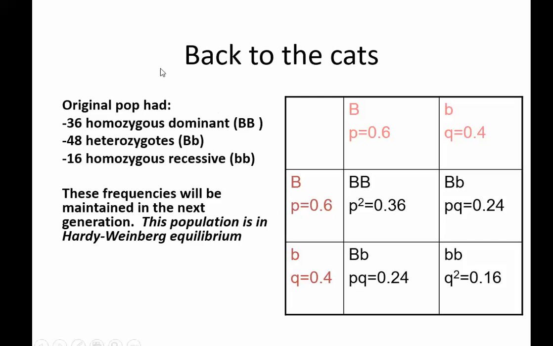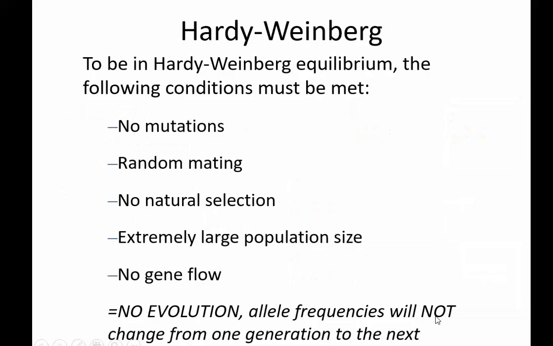So we can use these two formulas to solve genetics problems. The Hardy-Weinberg formulas assume that no evolution is happening, so these frequencies did not change from one generation to the next. We started with 36 out of 100 homozygous dominant individuals, and we see in the next generation it's the same. We started with 16 out of 100 homozygous recessives, and that frequency didn't change. So this population is within Hardy-Weinberg equilibrium.